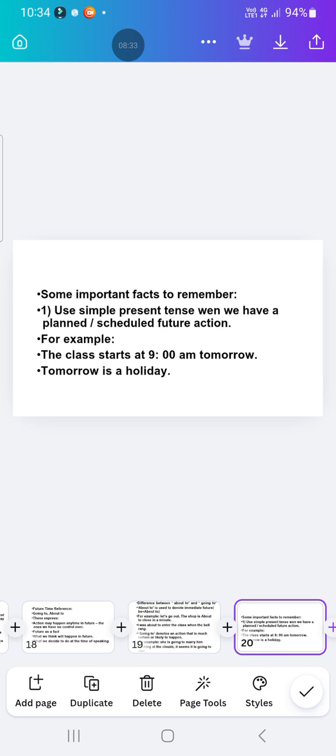Some important facts to remember. First, use simple present tense when we have a planned or scheduled future action. For example, the class starts at 8 a.m. tomorrow. Tomorrow is a holiday.